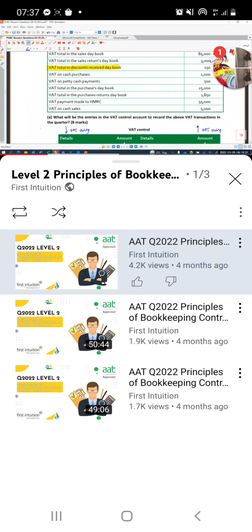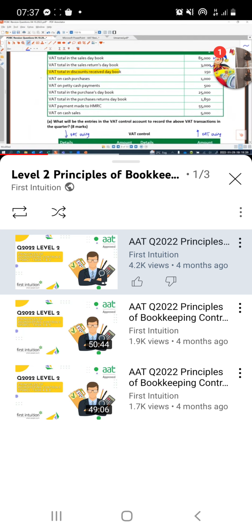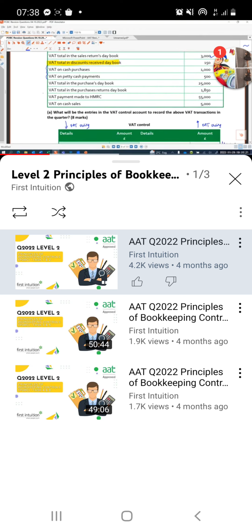Okay, so I'll probably skip the discounts and see if there was something nicer. So next are purchases. So we've got VAT on cash purchases. I've got VAT on petty cash payments as well. So I've got two types of cash payments, some paid out of the bank and some paid out of the petty cash. What side do you think I'd put those on?